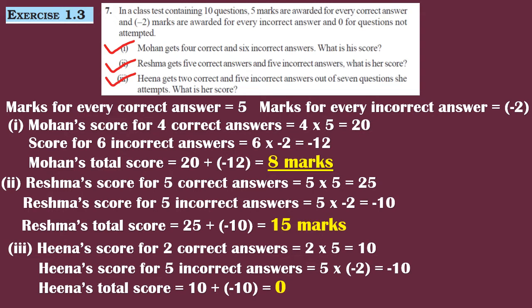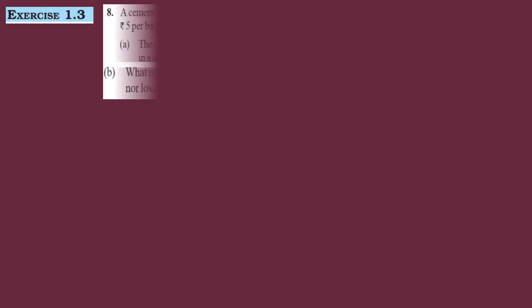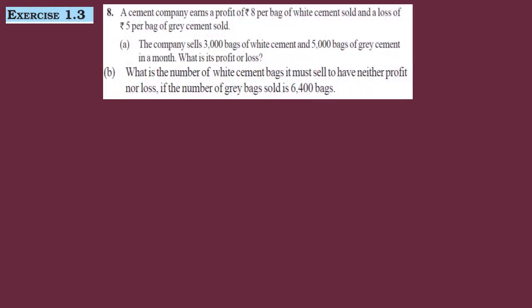Now question number 8. A cement company earns a profit of rupees 8 per bag of white cement sold and a loss of rupees 5 per bag of grey cement sold. The company sells 3,000 bags of white cement and 5,000 bags of grey cement in a month. What is its profit or loss?